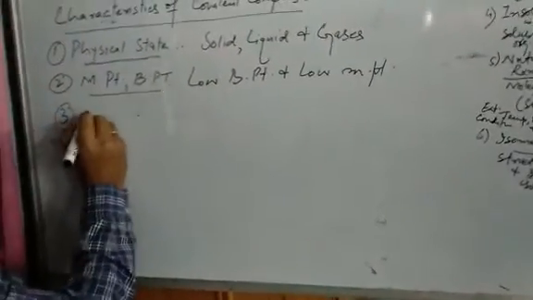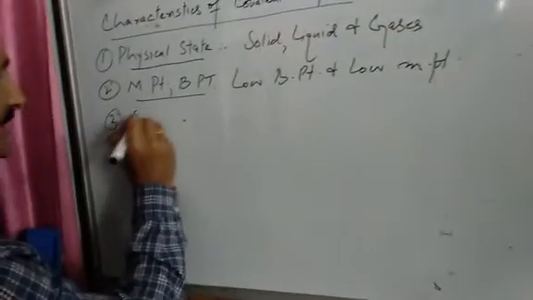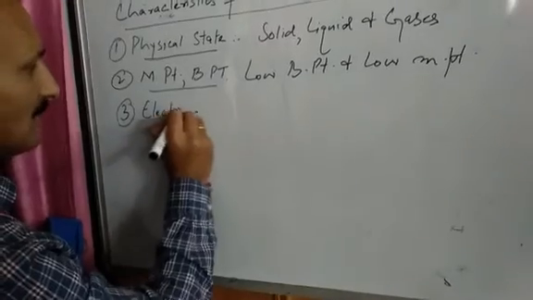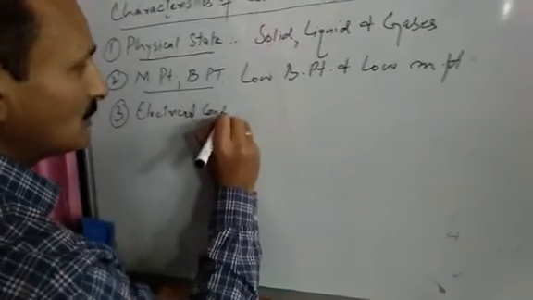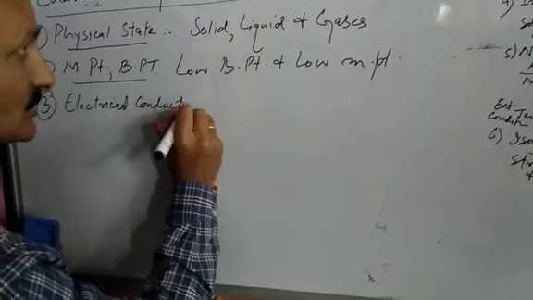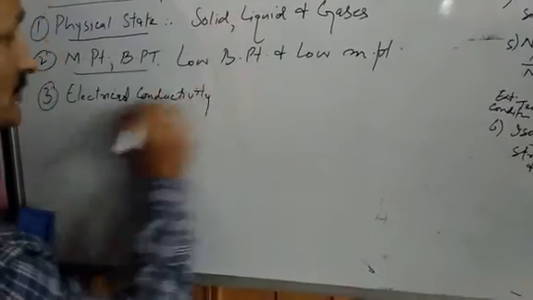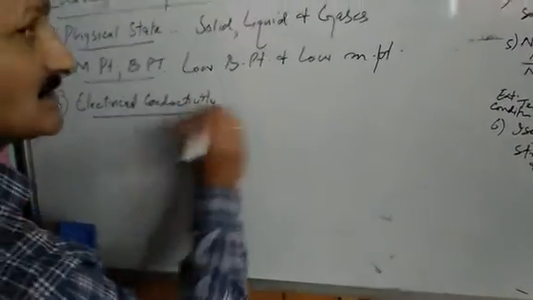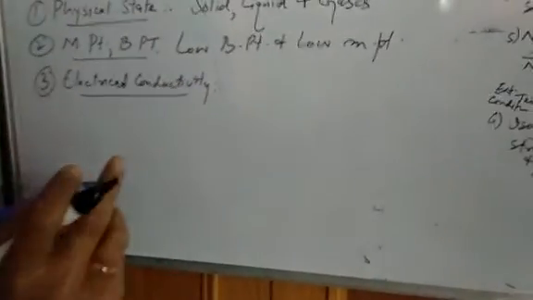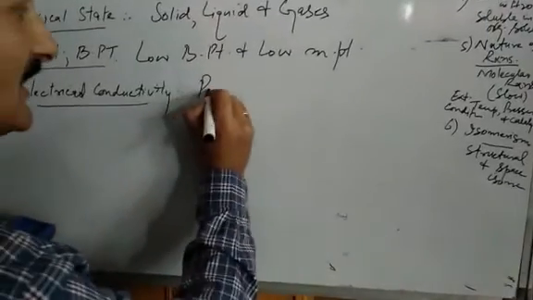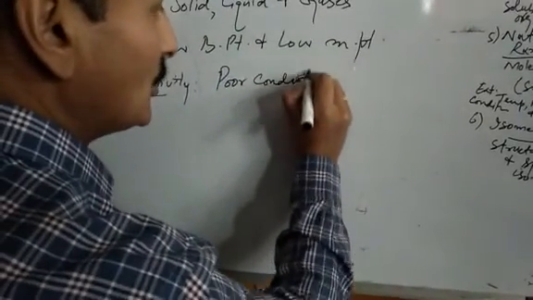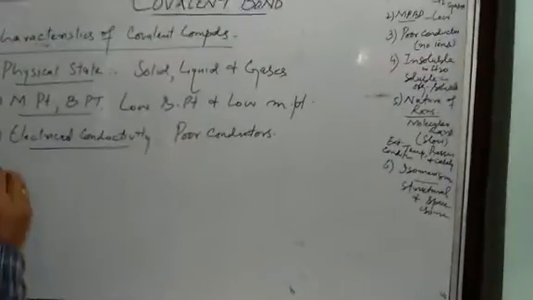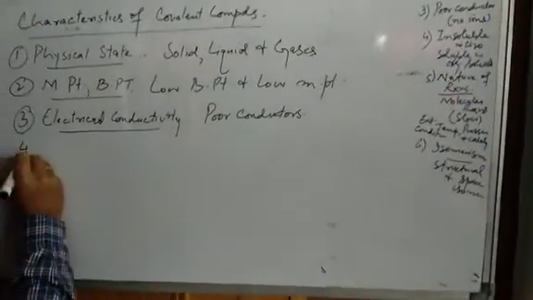Then third is conductivity, electrical conductivity, whether current passes through them or not. Now since these covalent compounds do not have ions, there are no ions in these compounds, so they are poor conductors of electricity. They are poor conductors of electricity owing to the fact that there is absence of ions. There are no ions in covalent compounds.